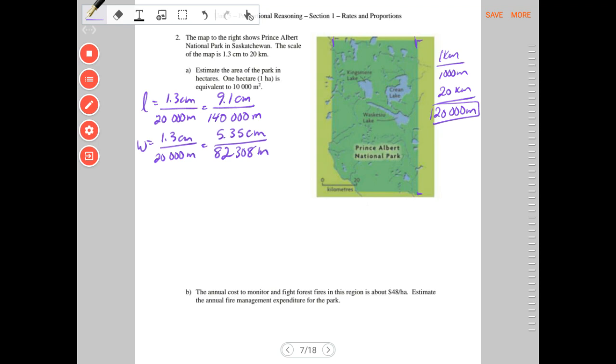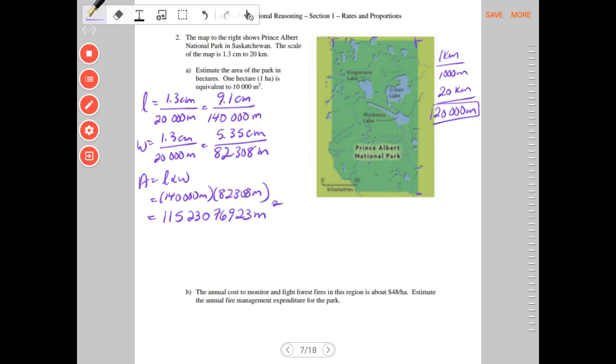Now, we're looking for the area because I assumed it was a rectangle. Area is equal to length times width. So my length was 140,000 meters. And my width was 82,308 meters. So when I multiply them together, I got a ridiculous number. 11,523,076,923 square meters. Yick.